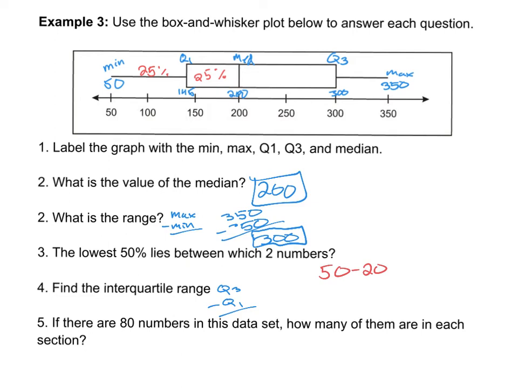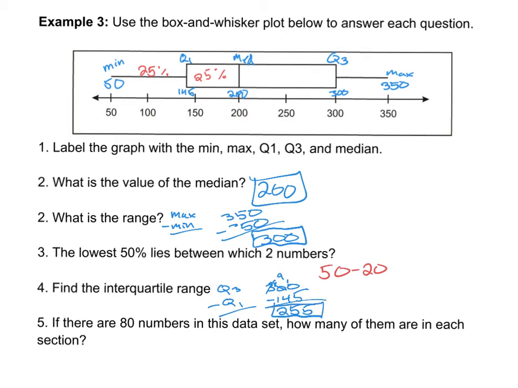And then when we find the interquartile range, well, Q3 is going to be a 300 minus 145. So take a minute to do all that work. And we will end up with 255.